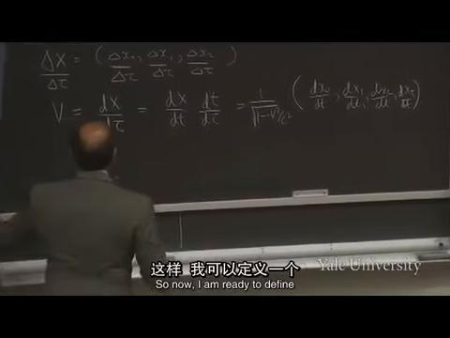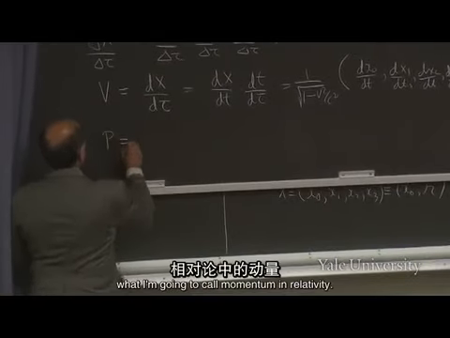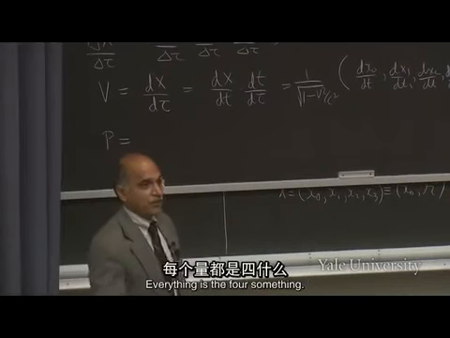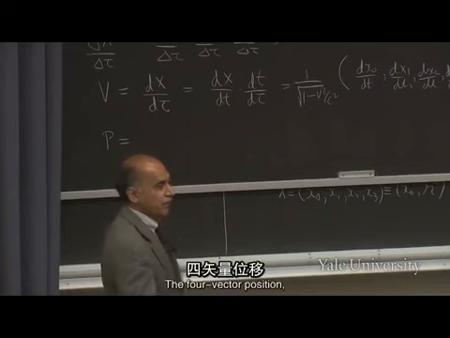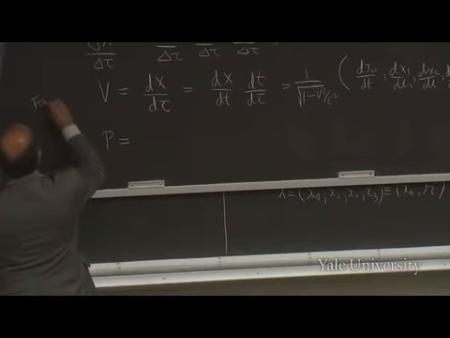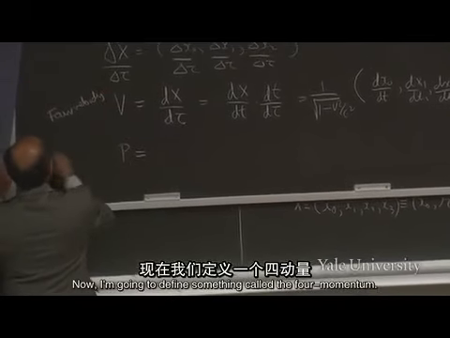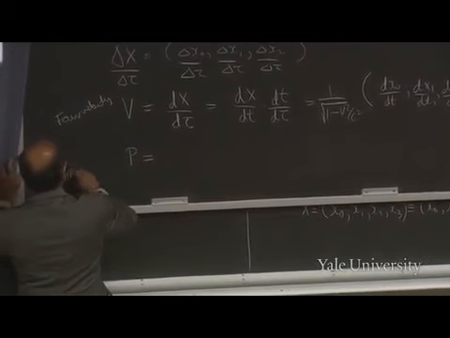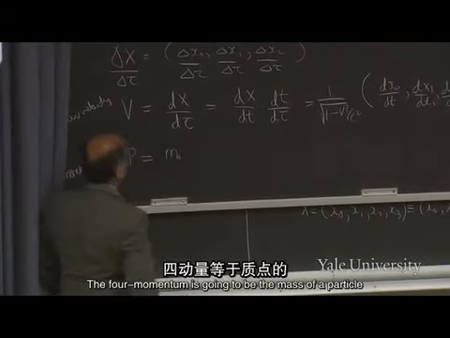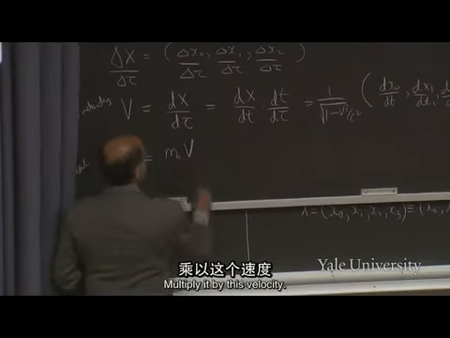So now I'm ready to define what I'm going to call momentum in relativity. It's going to be called the 4 momentum. Everything is the 4 something. The 4 vector for position. This is called the 4 velocity. Now I'm going to define something called the 4 momentum. The 4 momentum is going to be the mass of a particle when it's sitting at rest multiplied by this velocity.